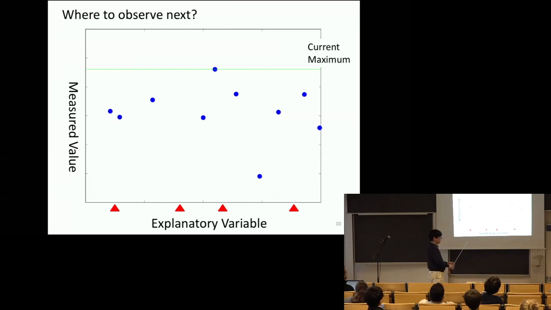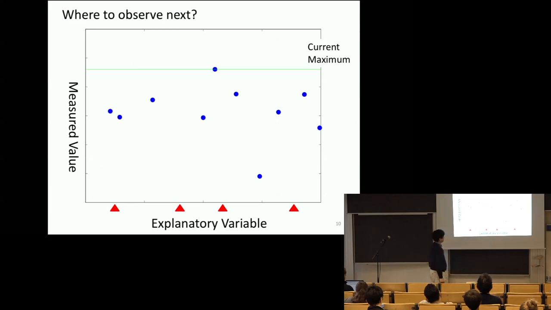And I said you choose the candidates considering score and variance, right? And then I will explain how you do this. Suppose this x-axis is some explanatory variable for your candidates. And suppose you did 10 experiments already, and you measured some value already, like this. And suppose upper is better, so larger is better. Then the current maximum, the current best experiment, is this.